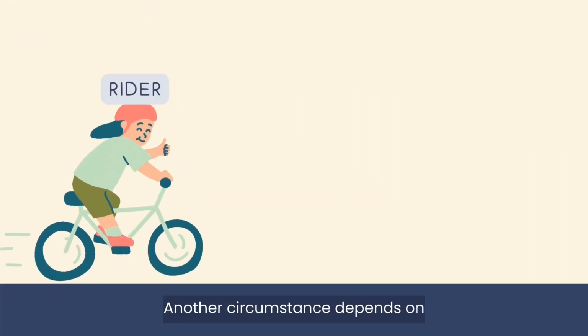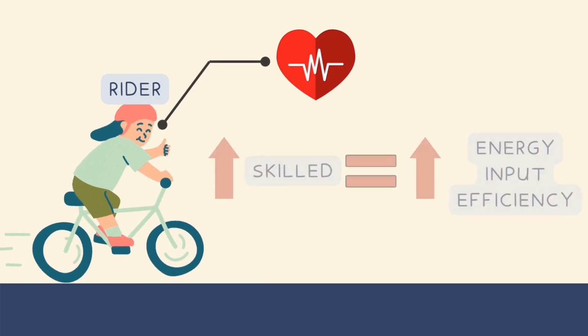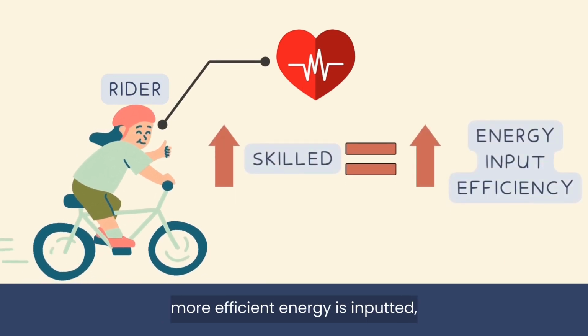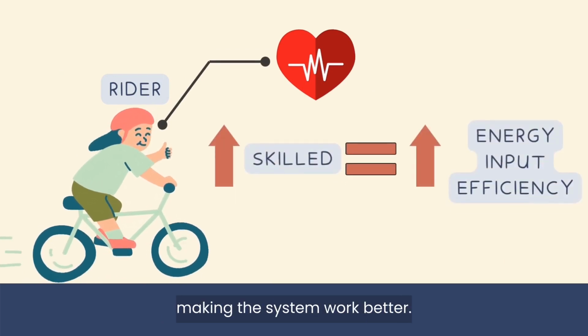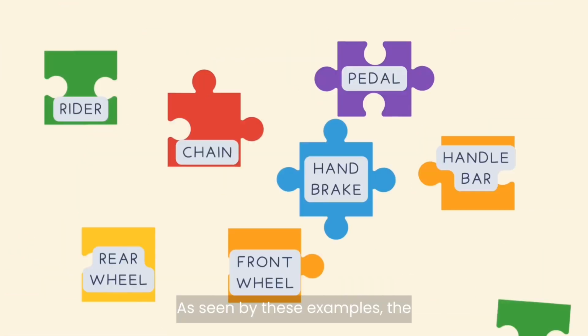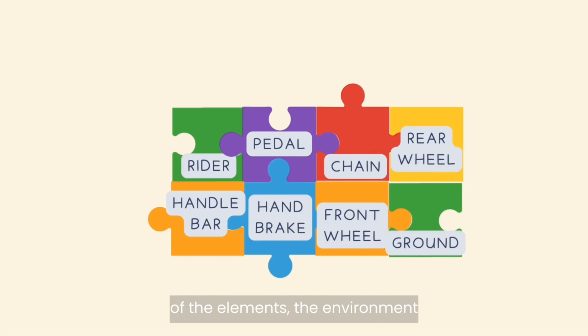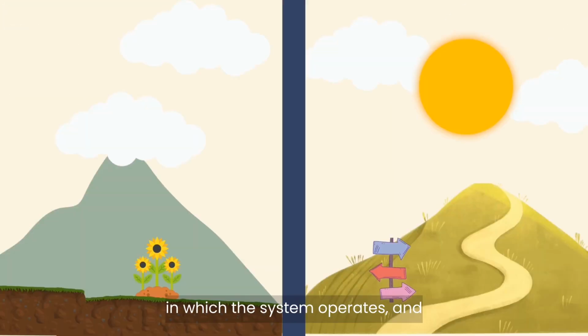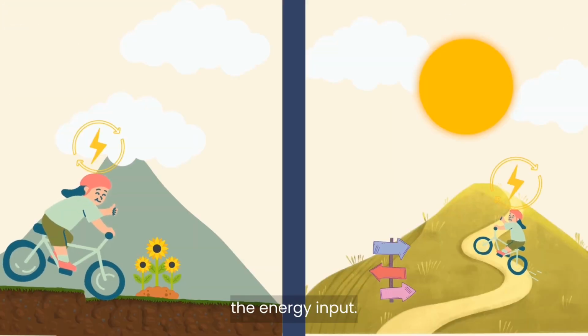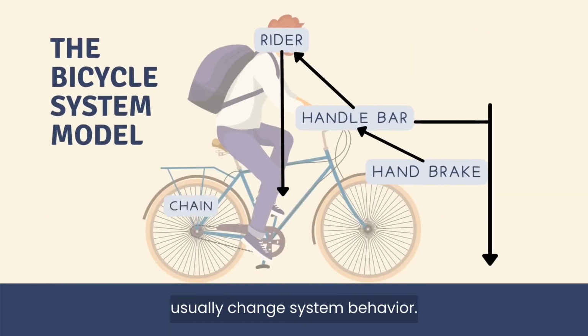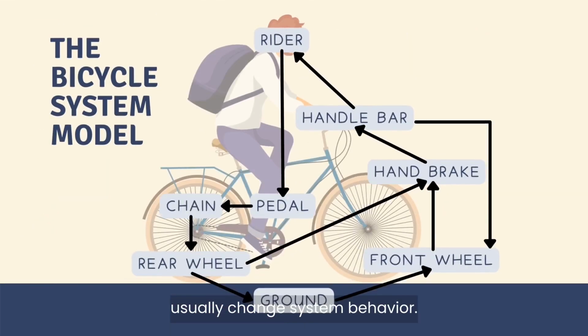Another circumstance depends on the biotic element, the rider. The more skilled the rider is, the more efficient energy is inputted, making the system work better. As seen by these examples, the purpose and effect of a bike will vary depending on the arrangement of the elements, the environment in which the system operates, and the energy input. Thus, changing relationships usually change system behavior.